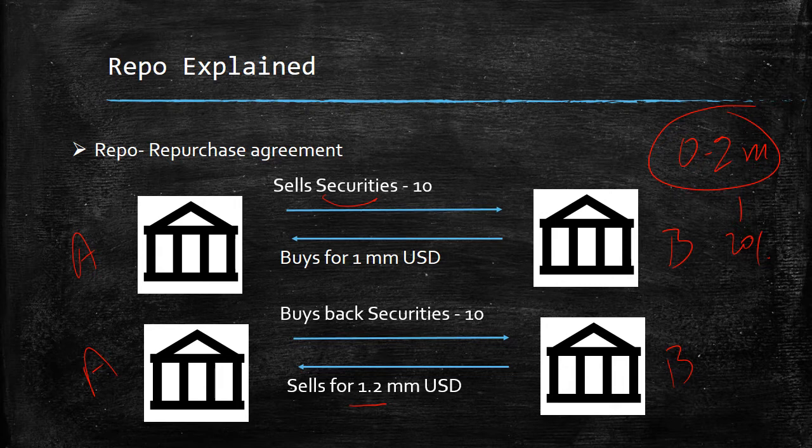Because it has been pledged with securities, and which securities? It is government T-bills, US government treasury bills. So the transaction is absolutely secure. So this is the rate which will be known as the risk-free rate, because there was virtually no risk of bank B giving the loan to bank A, because government securities were pledged.